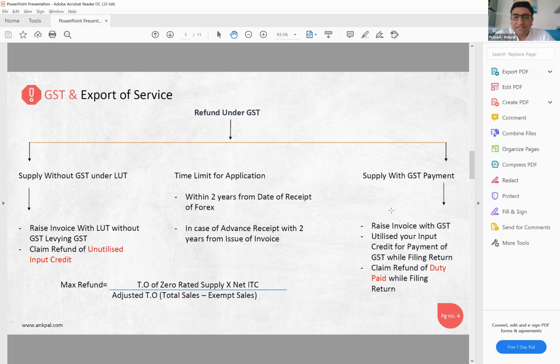And in case of advance receipt, within 2 years from the issuance of the invoices, because in the IT industry, we have advance receipts as well. So this is the whole scenario about the levying of GST and the refund of GST.